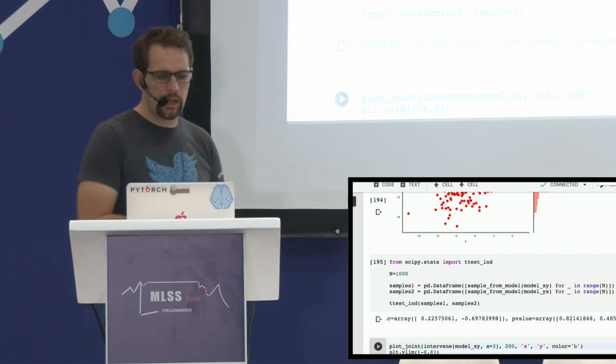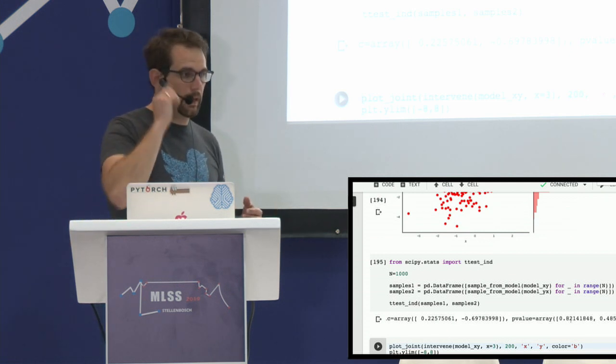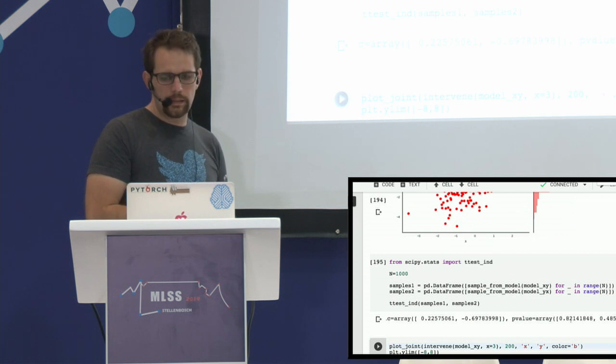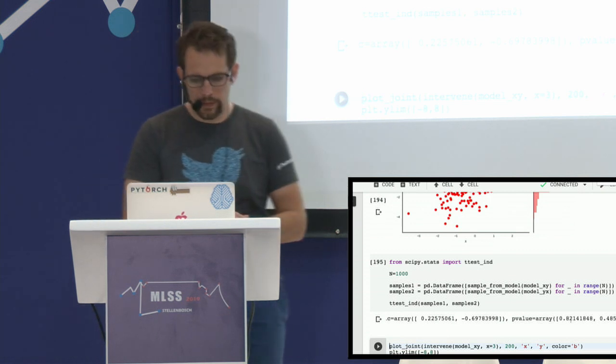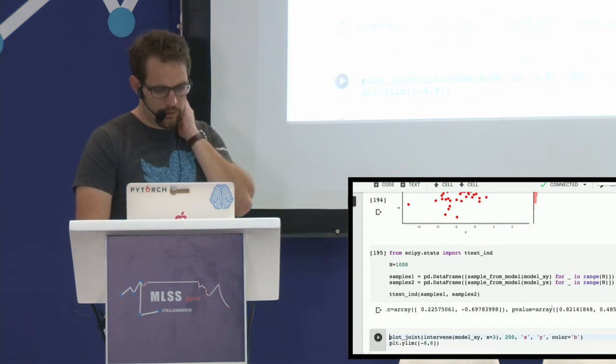So this is just showing you that indeed these models create statistically the same distributions, if you can say that. So they are indistinguishable if you only look at the samples that you draw from them.